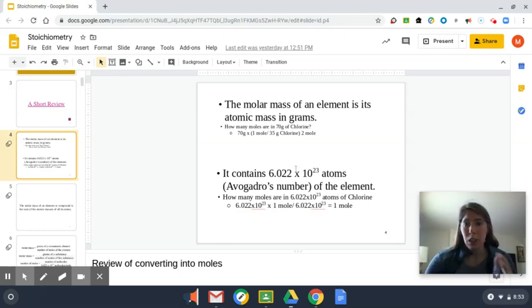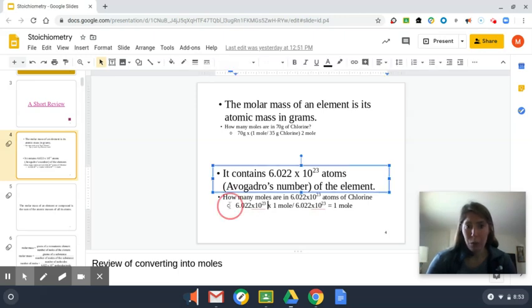And the same thing going from atoms to moles. How many moles are there in 6.022 times 10 to the 23rd atoms of chlorine? Well, you would take what you're given, which is the 6.022 times 10 to the 23rd, and multiply it by 1 mole over Avogadro's number. Now, I kept those two numbers the same because during my live review, I really didn't want to fight with a calculator. It would have wasted too much time.